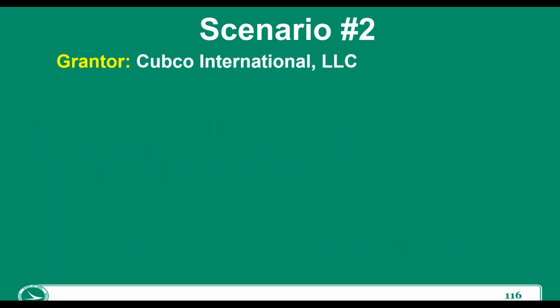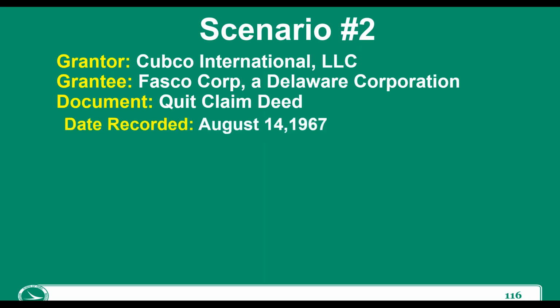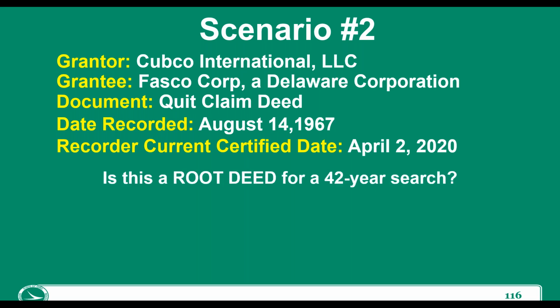Cubco International LLC gives it to Fasco Corp, a Delaware corporation, which in the old times, a lot of older deeds you'll find were Delaware corporations, even though they're in this area, due to tax purposes. The document is a quitclaim deed. The date recorded was August 14th, 1967. And the recorder's current certified date is April 2nd, 2020. The question is, is this a root deed for a 42-year search?